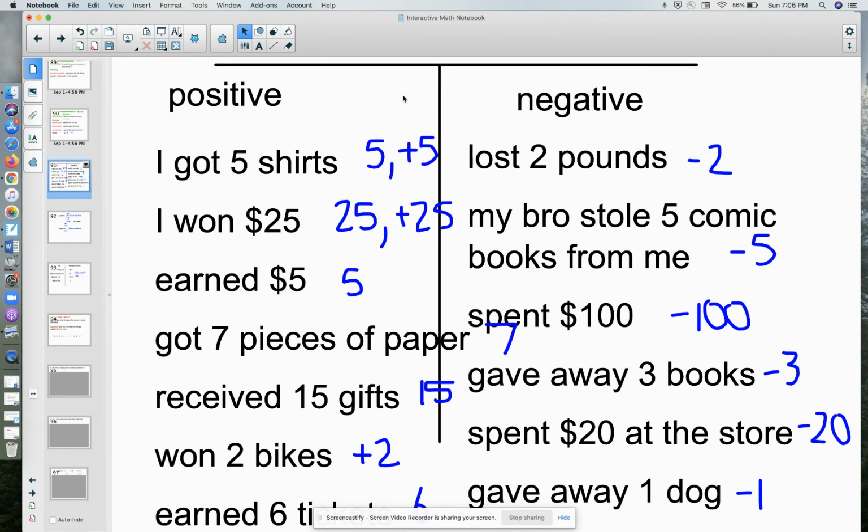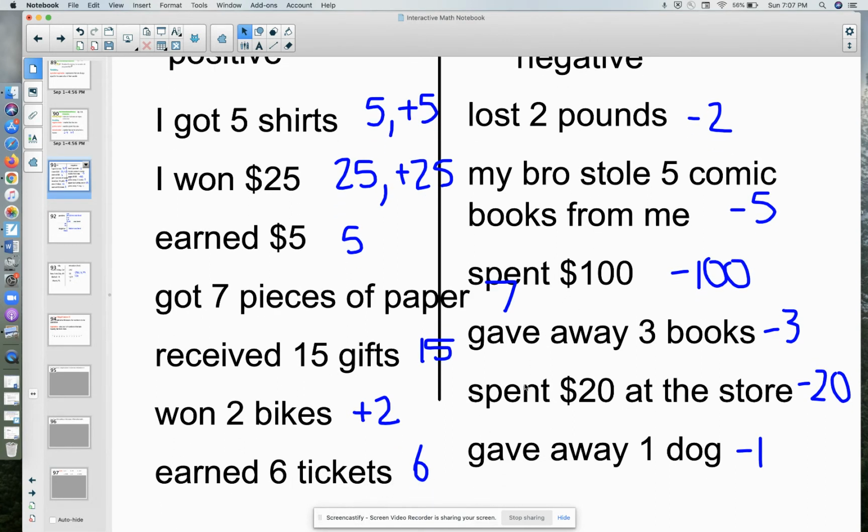We wrote a T-graph with positive and negative. Positive, I got 5 shirts. I won $25. I earned $5. Negative, I lost 2 pounds. My brother stole 5 comic books from me. I spent $100, and so on. So you can take a look at that. Pause it if you need to, and take a look at that.